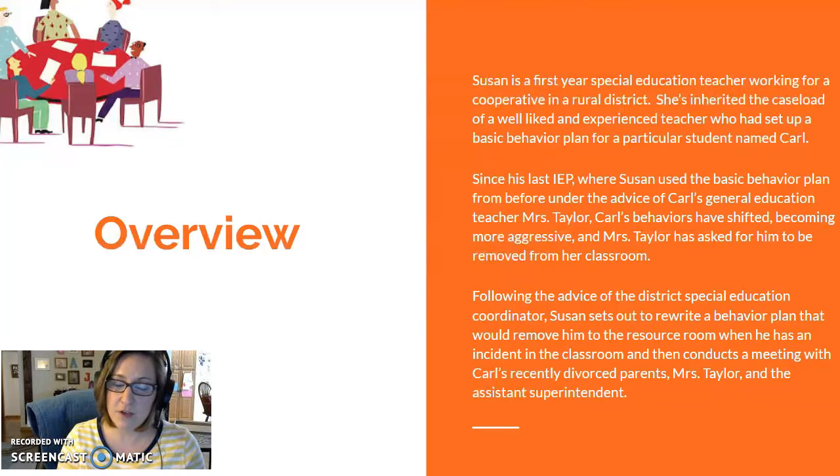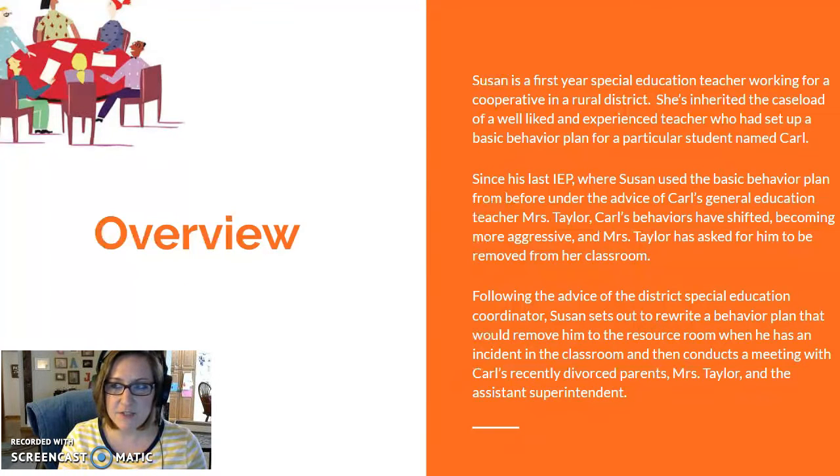He's gone from some self-harming behaviors to now aggressive behaviors, mainly towards his teacher, Mrs. Taylor. Mrs. Taylor has been observing these things on a daily basis, taking in lots of aggression from Carl. She's at her wit's end. She's coming to Susan to demand that Carl be removed from her room. Susan's trying to gather more information, trying to be as diplomatic as possible about the best practices for keeping a child in a general education classroom, and is running into some opposition from Mrs. Taylor, who just really is seeking to have him out of her room.